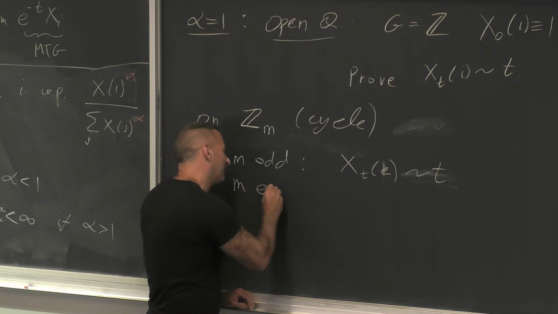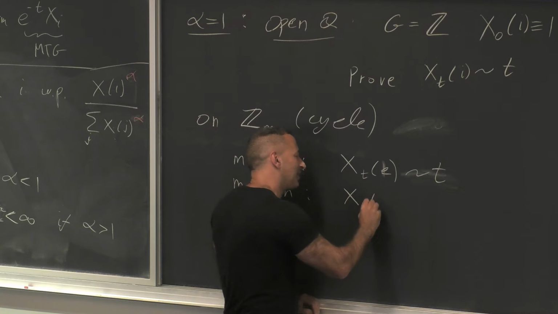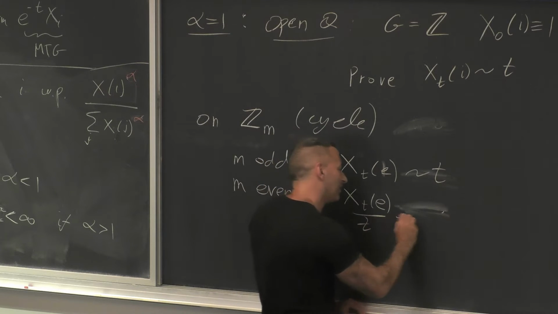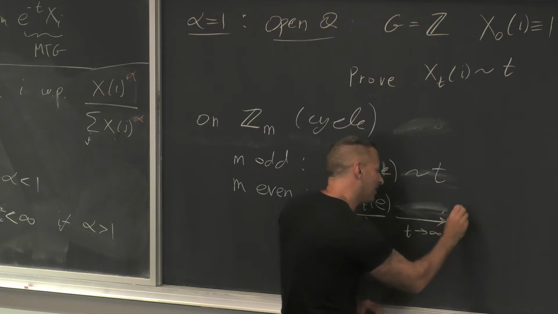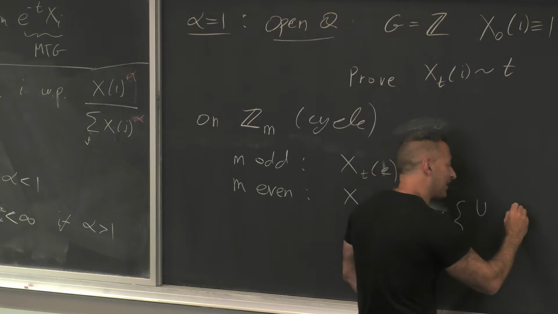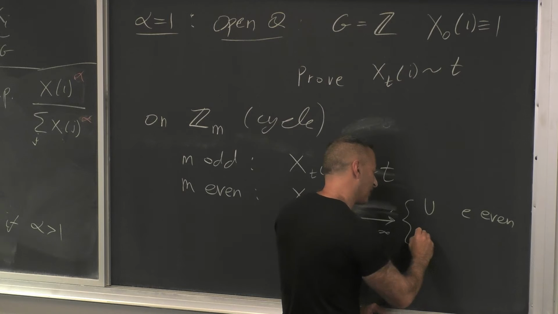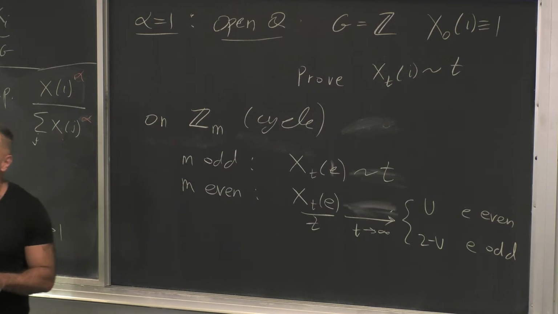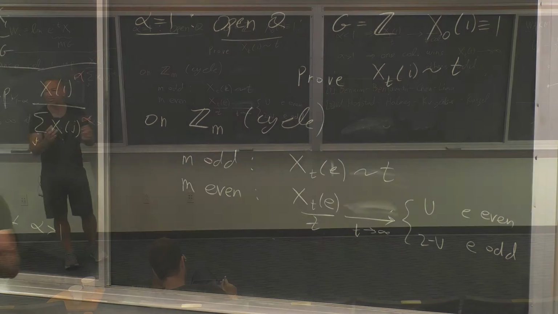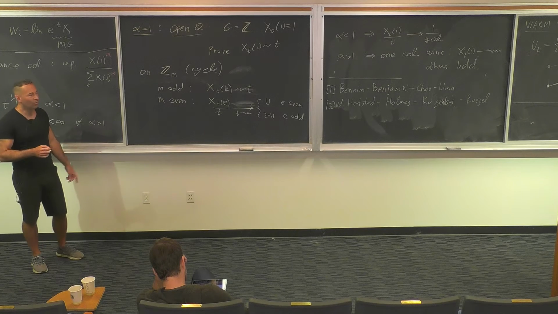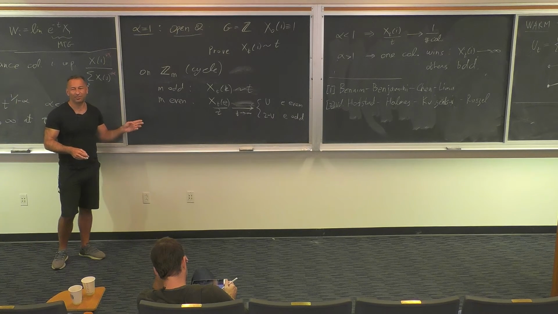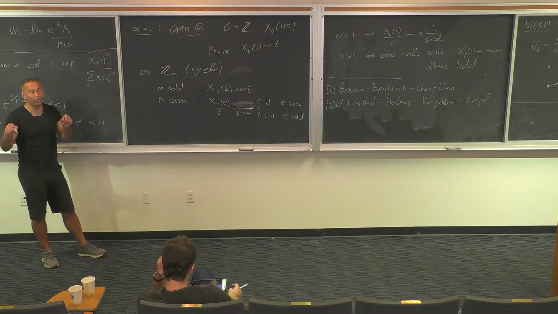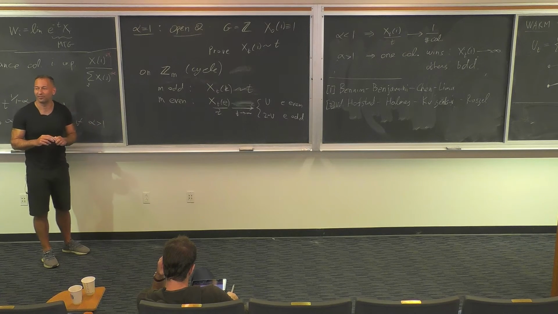If m is even, then x_t of E, divided by t, converges as t goes to infinity to some u if E is even, and to 2 minus u if E is odd. So you get alternating behavior where the even edges have one strength and the odd edges have some other strength, where u is a random variable. It's not clear what the distribution of u is, but if you take a cycle of length 2, the cycle of length 2 is just 2 edges, and this is just a classical Polya urn.